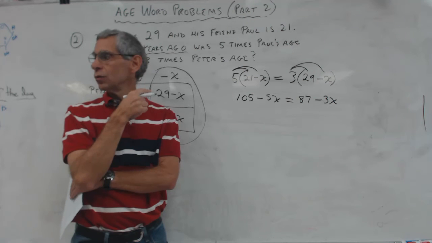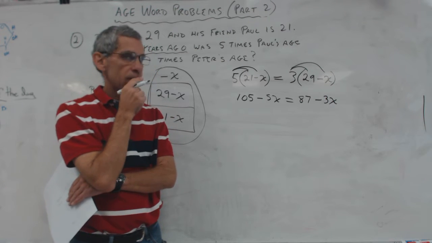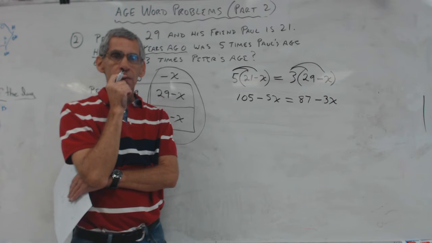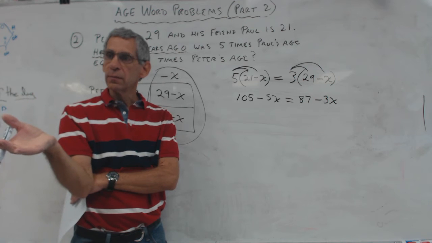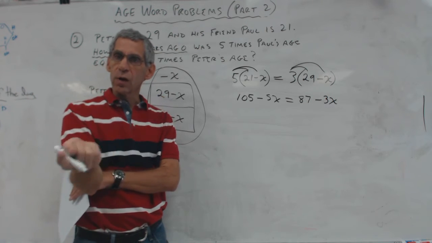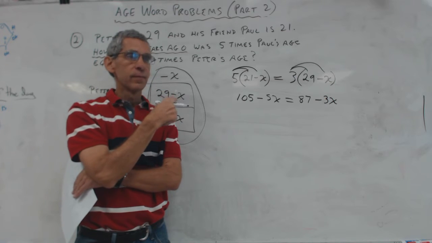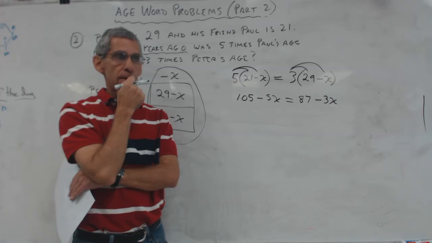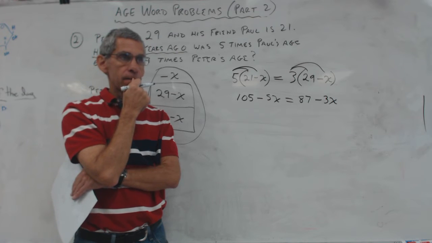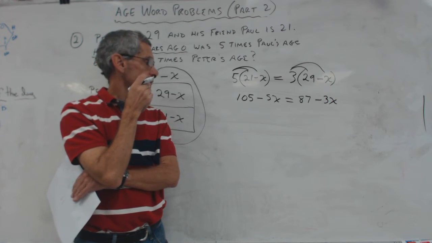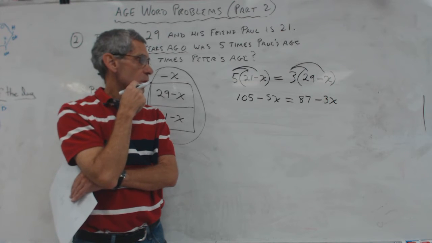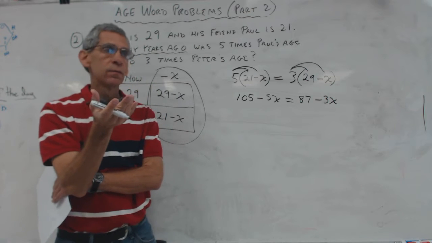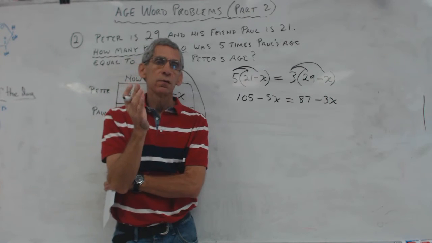What would be your next one? You have to add 3x. Or add 5x, because then you would have a positive x. If you add 5x, then you'd have 105 equals 87 plus 2x. Instead of having 105 plus a negative 2x, it would just be 105 minus 2x.